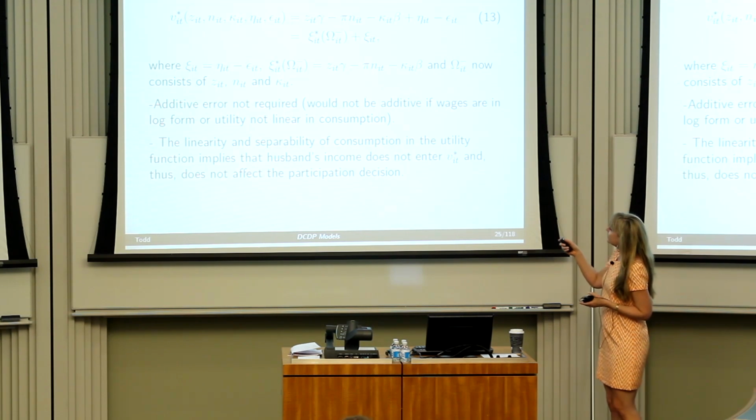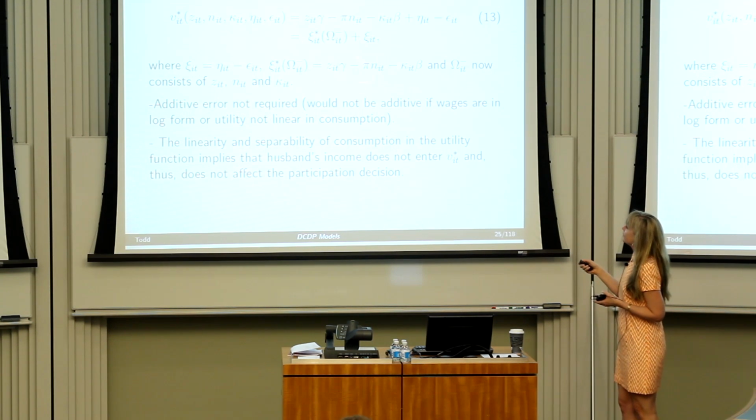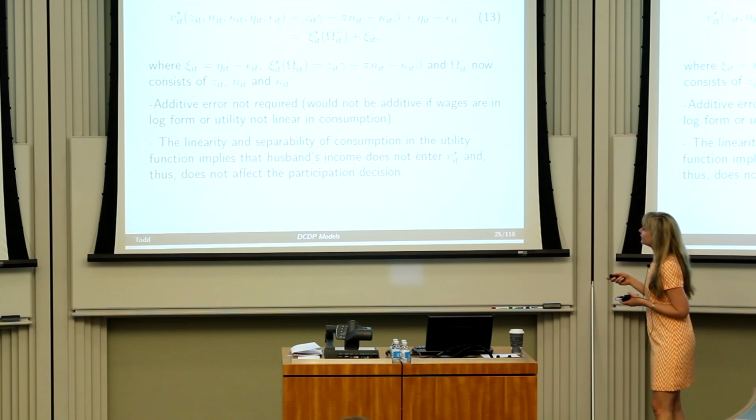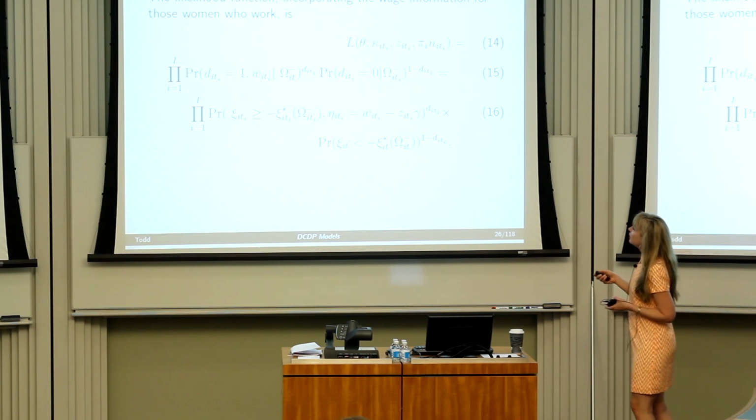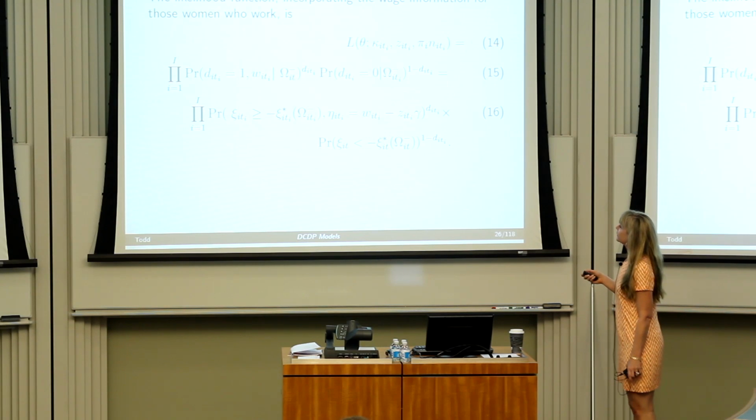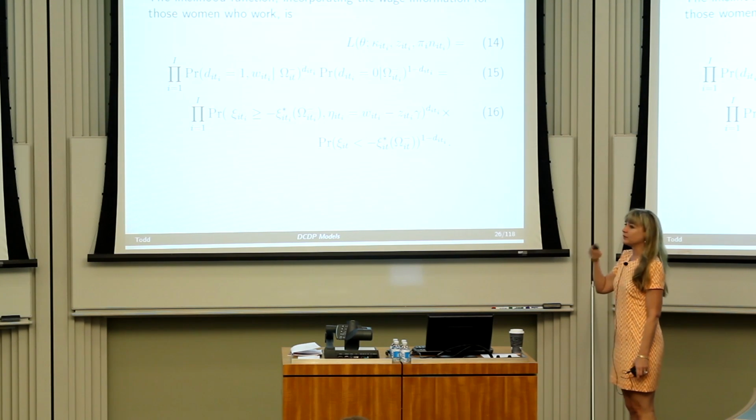Okay, and so actually look, husband income difference is out under the specification we have, because it affected the utility of working and non-working the same way. So it actually doesn't affect participation. And then here's the likelihood function, so in terms of how we would then estimate the parameters of this model.